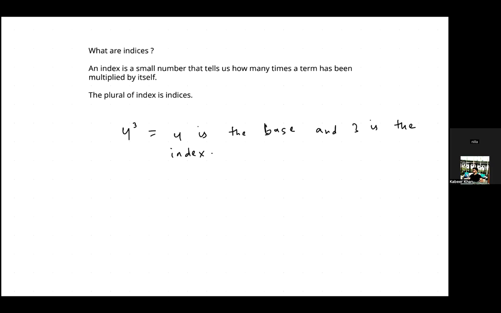Another way of expressing 4 to the power 3 is 4 times 4 times 4, which is 64. Why, Nila? Because 4 times 4 is 16 and 16 times 4 is 64. Is it clear? Yeah. Perfect.